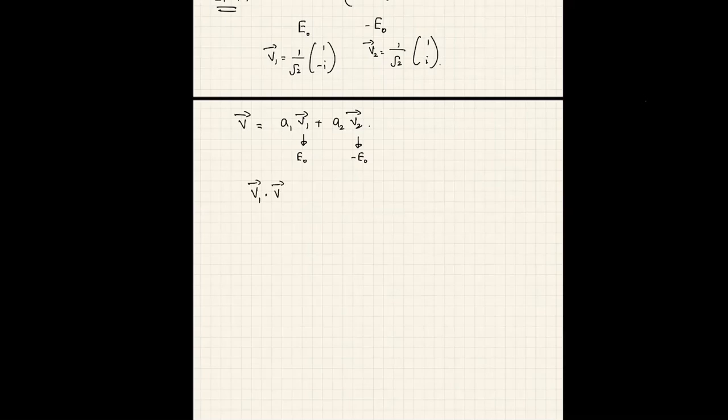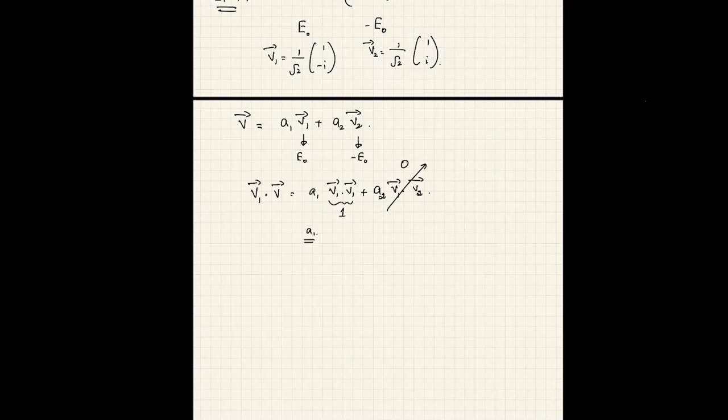Okay. What is this? This is A1 V1 dot V1 plus A2 V1 dot V2. Right. Now, since these are vectors, what I'm really doing is V1 transpose V, and this is equal to A1 V1 transpose V1 plus A2 V1 transpose V2. Now notice that V1 and V2 are orthogonal to each other, so the second term identically vanishes. Now V1 and V2 are normalized to unity, so V1 dot V1 itself is 1, right? So the amount of V1 in my system V is simply given by A1, okay?